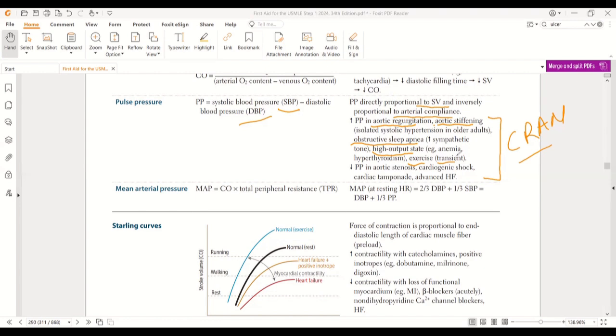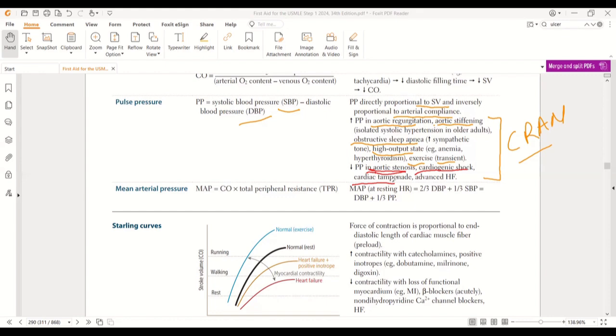What are the causes of decreased pulse pressure? Aortic stenosis. Yes. If you're in shock due to low pressure, you can have a decrease in pulse pressure as well, and that ties in with cardiogenic shock and tamponade. So pulse pressure decreases in aortic stenosis, cardiogenic shock, cardiac tamponade, and advanced heart failure.